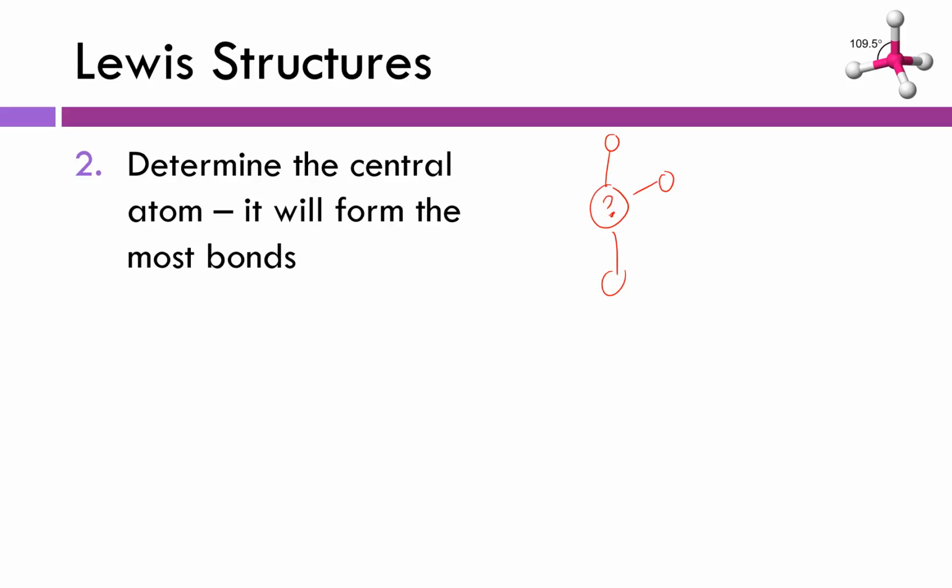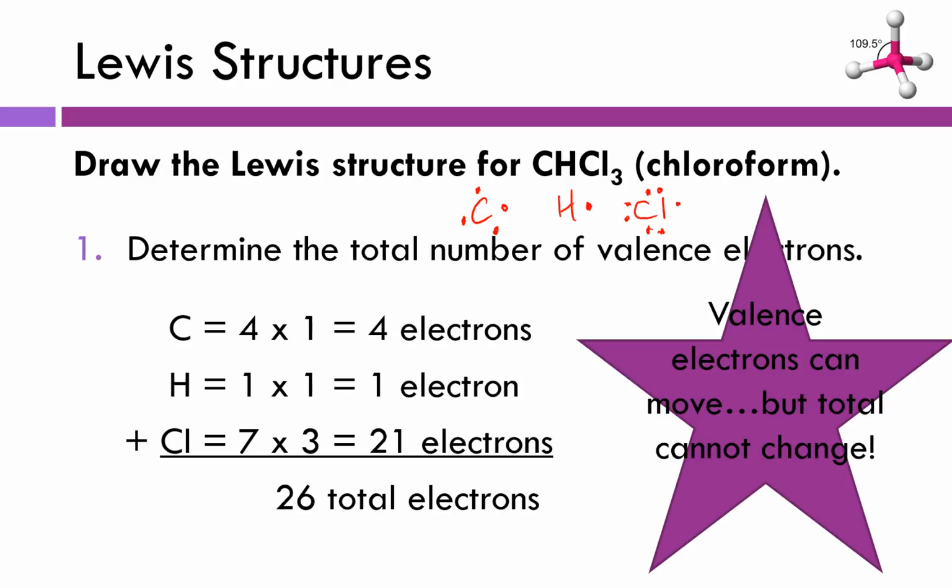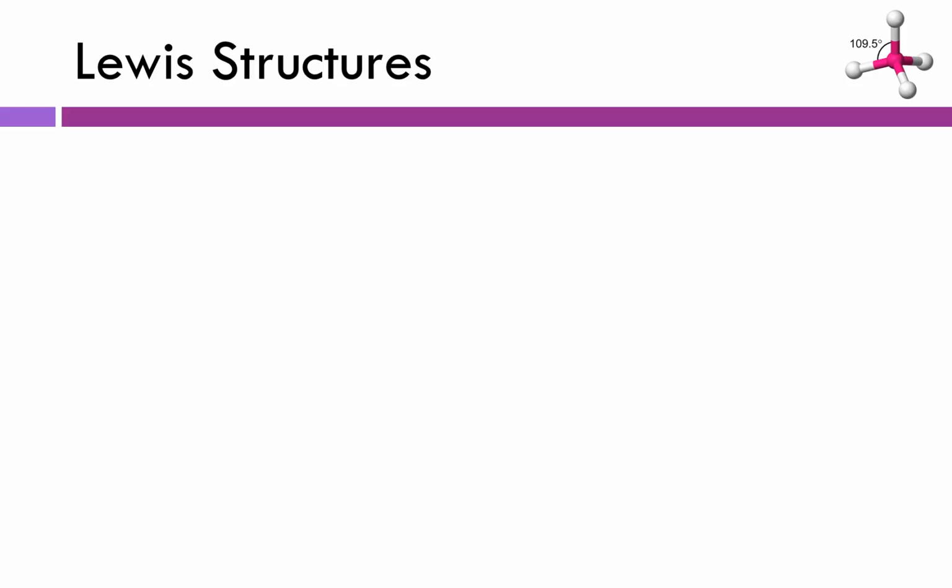The best way to do it is to look and think about which one of these atoms is going to be able to form the most number of bonds. If you look back at the Lewis structures that we just drew, hopefully you recognize that carbon, with its ability to form 4 bonds, is going to be our central atom.